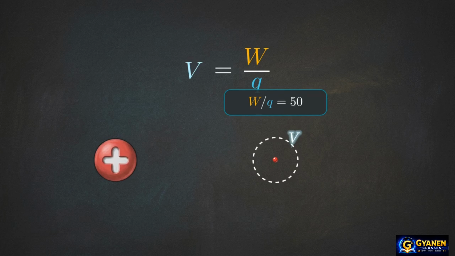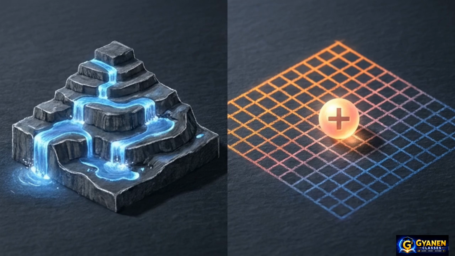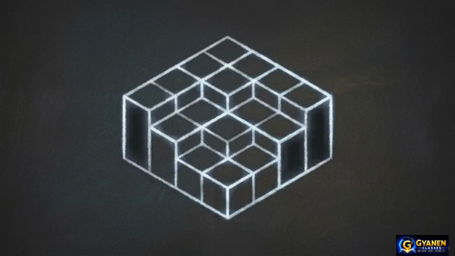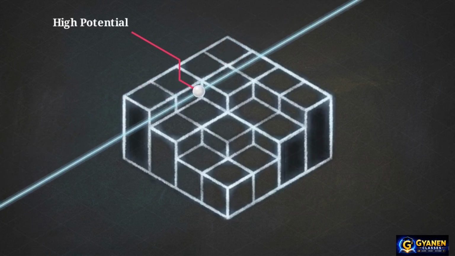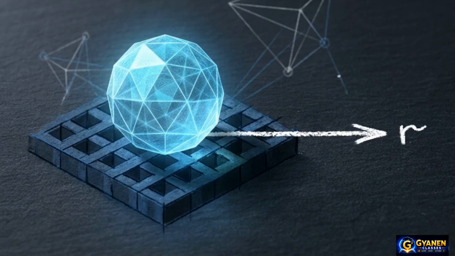remains constant. This is similar to water flowing down a terraced hill. Water naturally moves from a point of high elevation to low elevation. In an electric field, a positive charge will move from a region of high electrostatic potential toward a region of lower potential. Just as gravity creates the physical terrain that directs water, the electrostatic potential field provides the structural architecture that guides electrical movement.